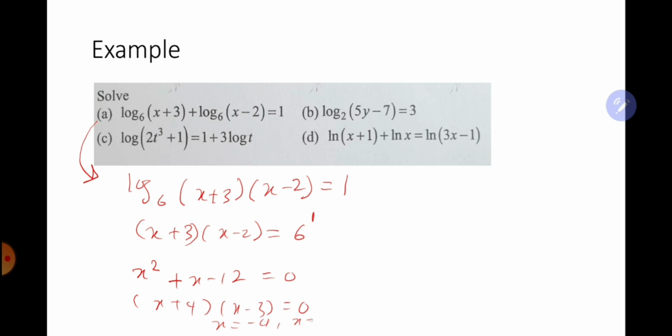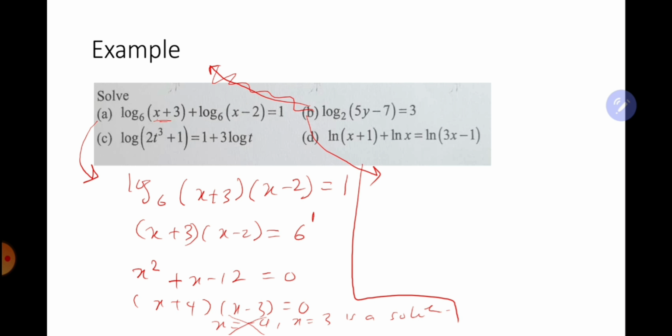You can check back with the original equation. Obviously negative 4 will give you negative 1 here, so x equals negative 4 is not the solution. If you look at x equals 3, it will satisfy this equation. So x equals 3 is a solution. For B we have log base 3 of 5y minus 7 equals 2. This is easy, 3 to the power 2 equals 9 equals 5y minus 7. So y you will get 3.